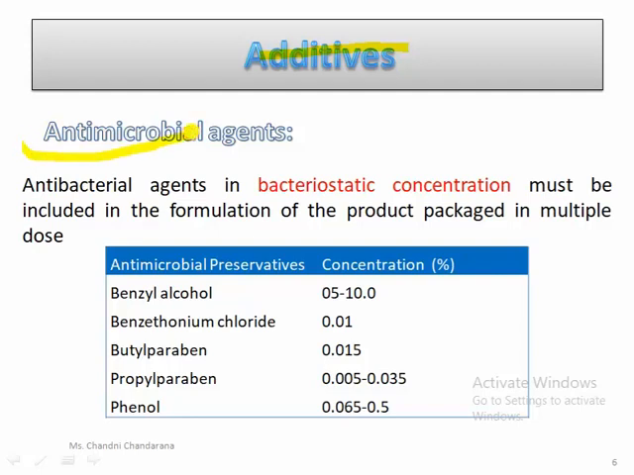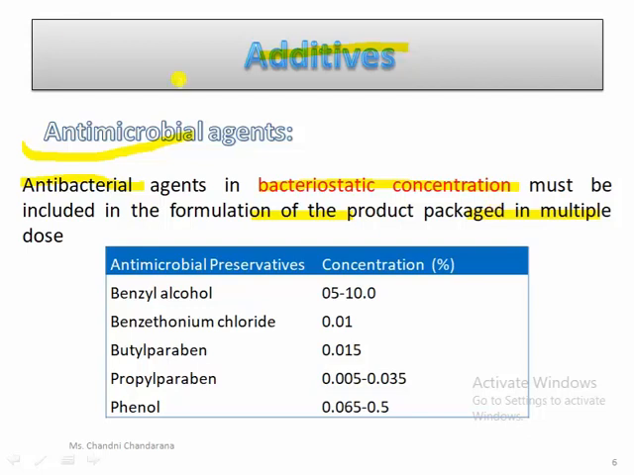So first is antimicrobial agents. What are antimicrobial agents? You can say antibacterial agents, but they are used in bacteriostatic concentration. It means they will not kill the bacteria, but they prevent the growth of bacteria. That is bacteriostatic concentration. It must be included in the formulation of a product packaged in multiple doses.